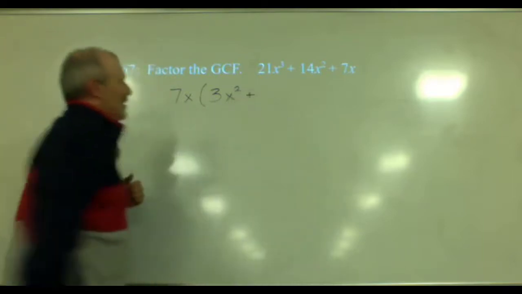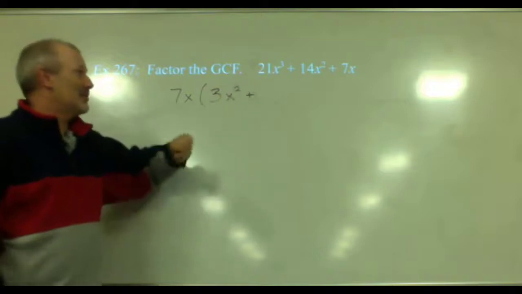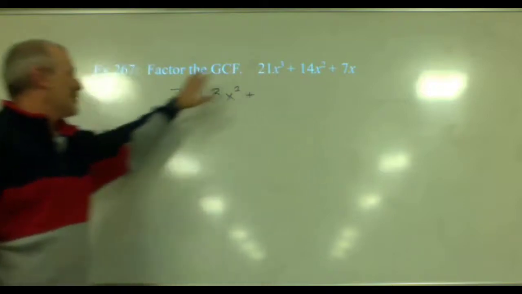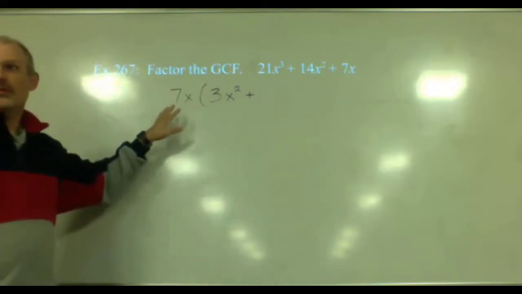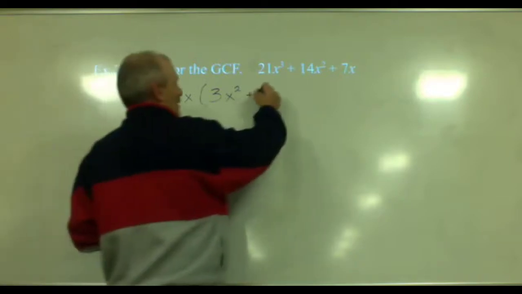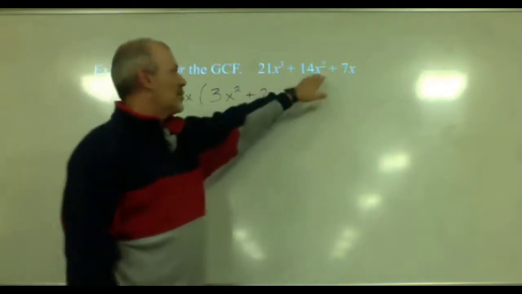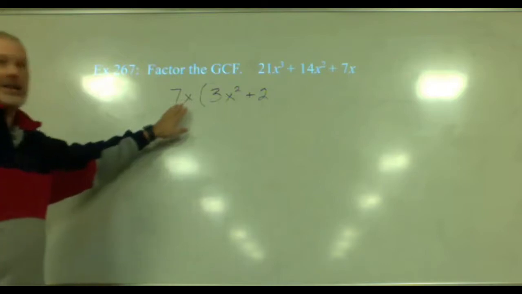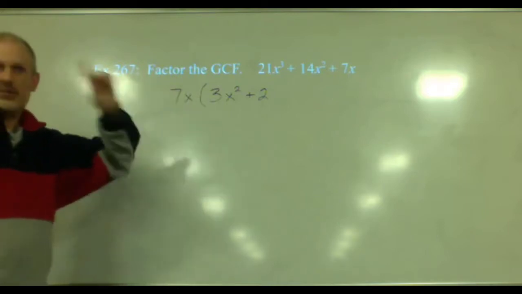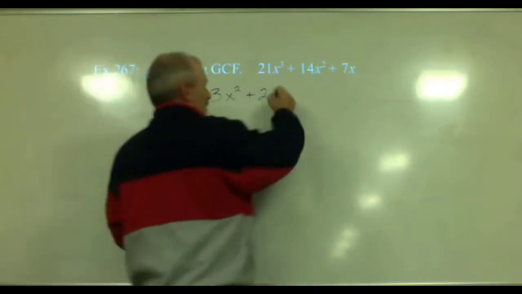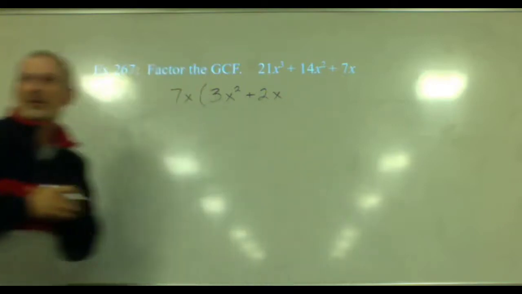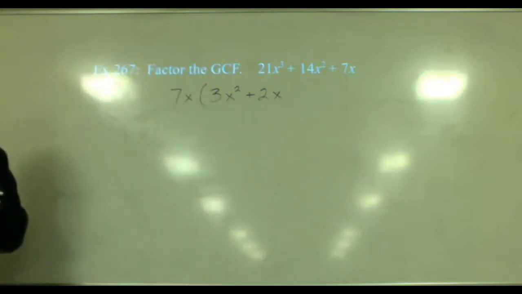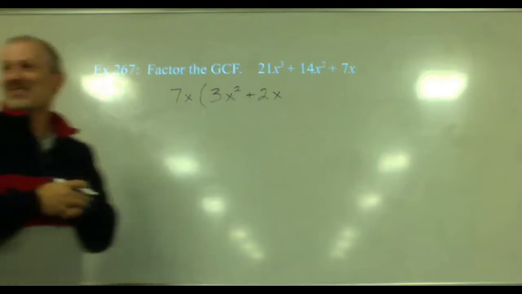All right, so then we go to the next term. 14. We're dividing out a 7. What number is going to be left? 2. And then we've got x squared, and we're dividing out an x. What's going to be left there? Just one x.